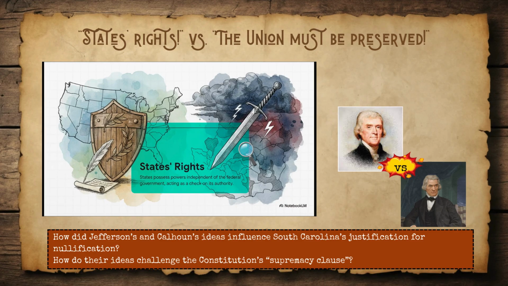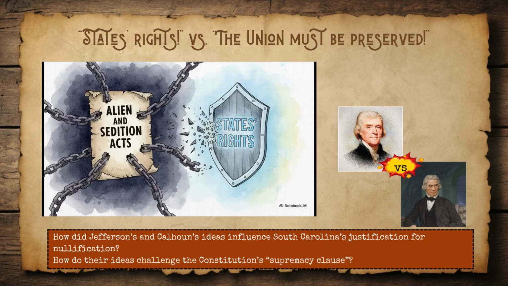For Jefferson, the states weren't just lines on a map. No, they were the essential guardians against a federal government that could become a tyranny. You can think of them as the last line of defense for the people's liberty. And look, for Jefferson, this wasn't just some abstract theory he cooked up. It was born in the fire of a real crisis, the Alien and Sedition Acts of 1798.